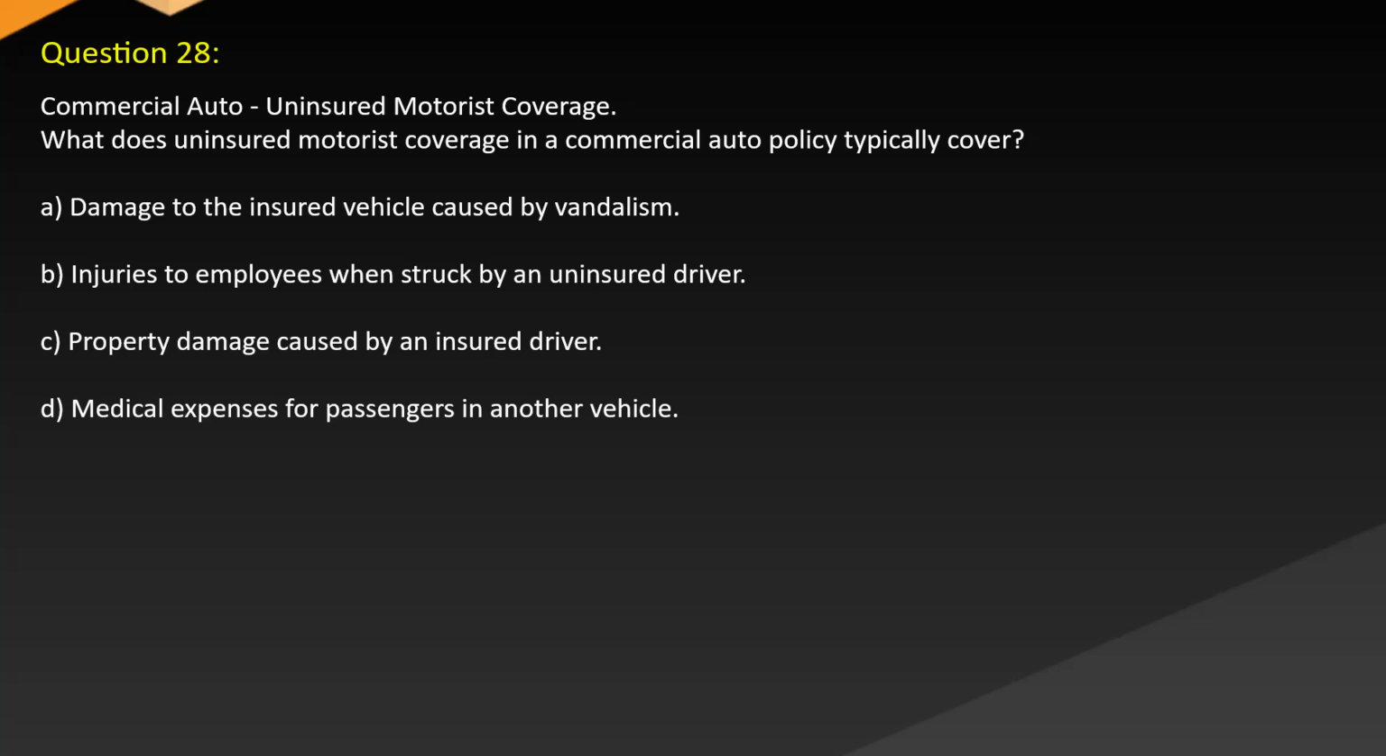What does uninsured motorist coverage in a commercial auto policy typically cover? A. Damage to the insured vehicle caused by vandalism. B. Injuries to employees when struck by an uninsured driver. C. Property damage caused by an insured driver. D. Medical expenses for passengers in another vehicle.